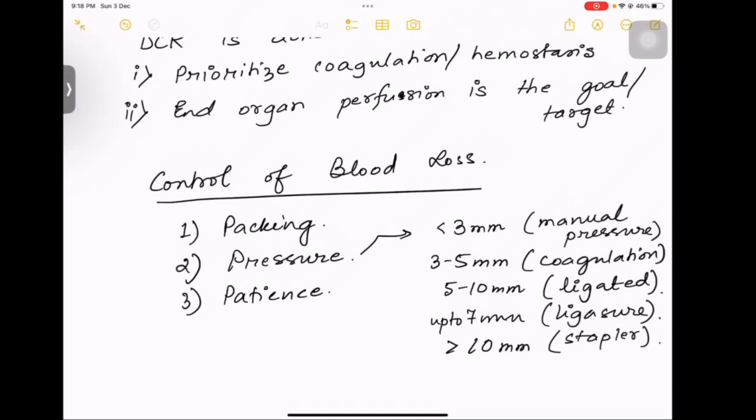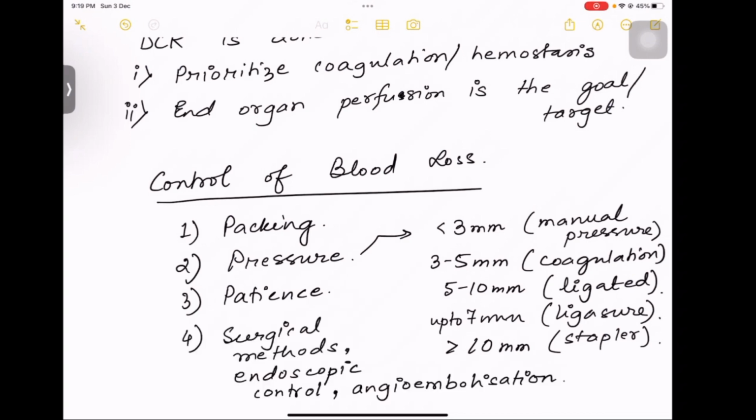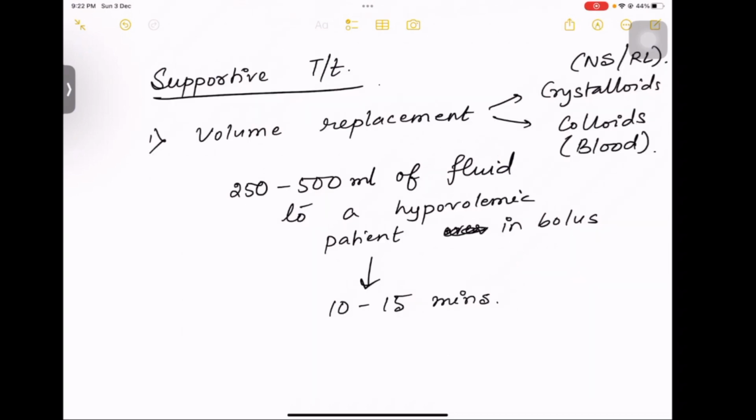So we are done with packing, we are done with applying pressure, and we are done with waiting patiently. This should control our blood loss. This should help us to acquire hemostasis and prioritize coagulation. We can also use some surgical methods like endoscopic control and angioembolization to control the blood loss.